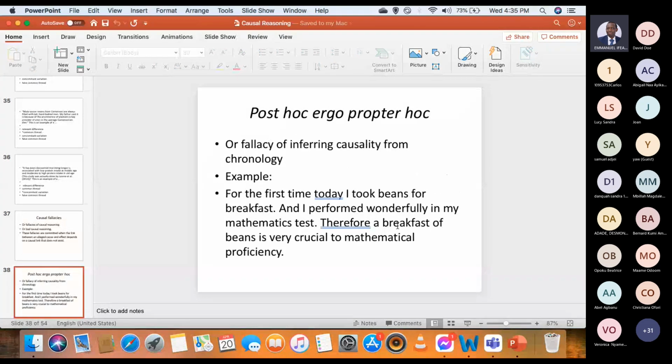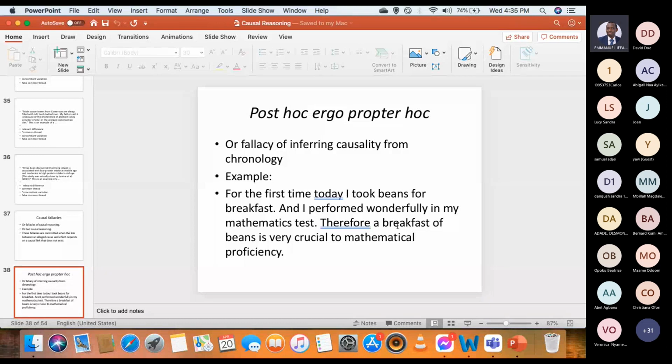Post hoc ergo propter hoc. This is a fallacy of inferring causality from chronology. Example: for the first time today, I took beans for breakfast, and I performed wonderfully in my mathematics test. Therefore, a breakfast of beans is very crucial to mathematical proficiency.